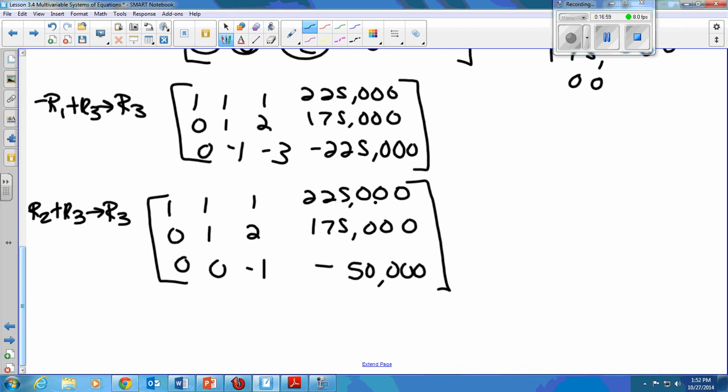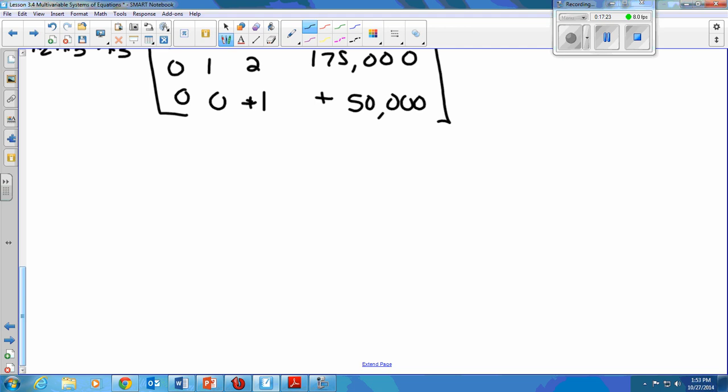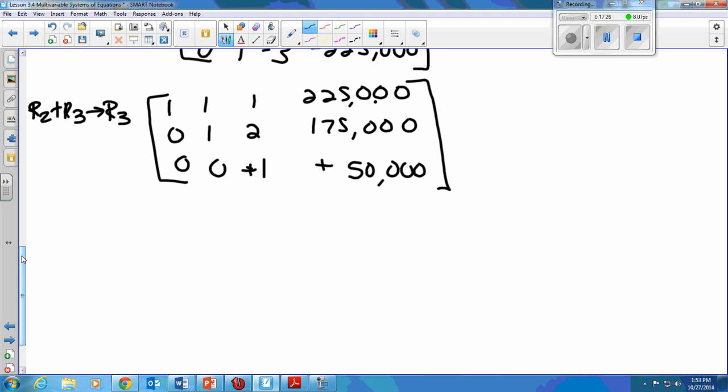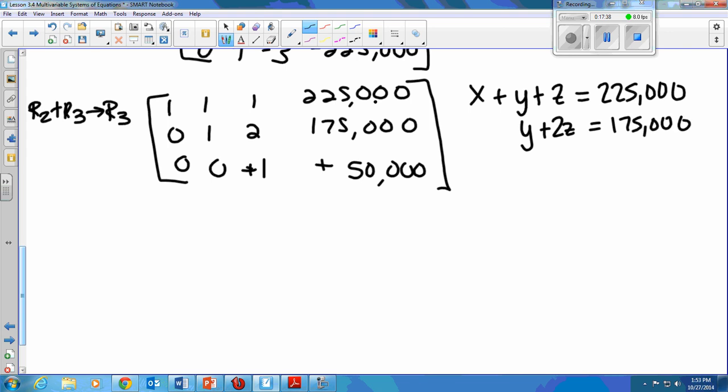I'm almost done. What do I need to do? So I need to multiply row 3 by a negative. And when I do that, what's going to happen? So I don't have to rewrite the whole matrix. Not to be in row echelon form, I mean, I can still solve it. I'm just not in row echelon form, which is my goal. So I have x plus y plus z is 225,000. I have y plus 2z is 175,000. And I have z is 50,000. So I've already got one answer.